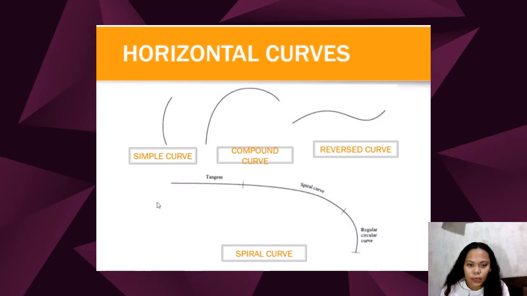We have here the simple curve. The next is the compound curve. This is just basically the combination of two or more simple curves. Then the reverse curve, having simple curves with opposite curvature. Then the spiral curve with a constant curvature.